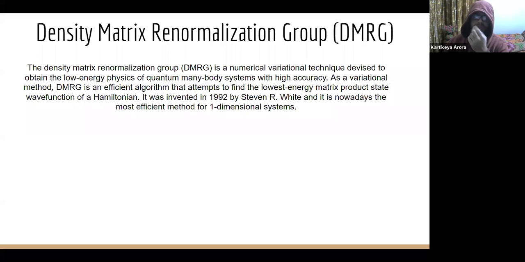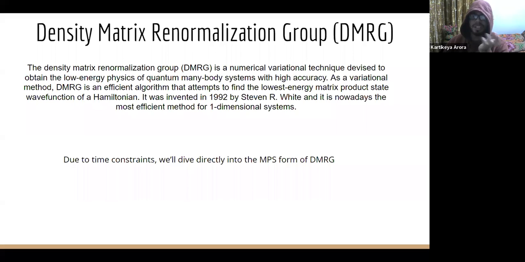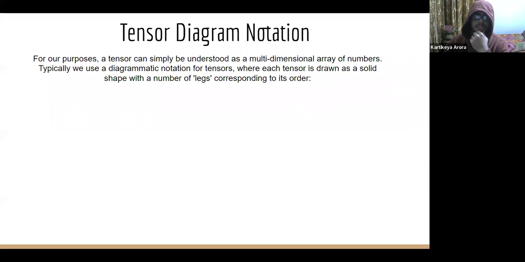One is the traditional route that Steve White used, which evolved into the matrix product state formulation of this algorithm. But we don't have much time, so we'll dive directly into the MPS form of DMRG. MPS here is matrix product states. But before that, we'll revise the basics of what tensors and tensor networks are.